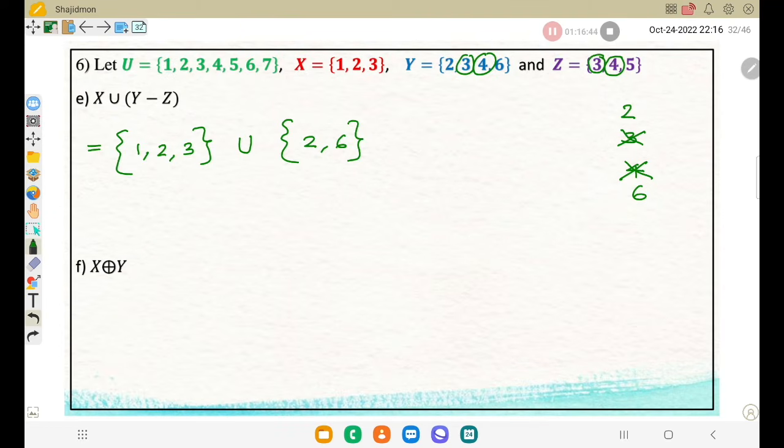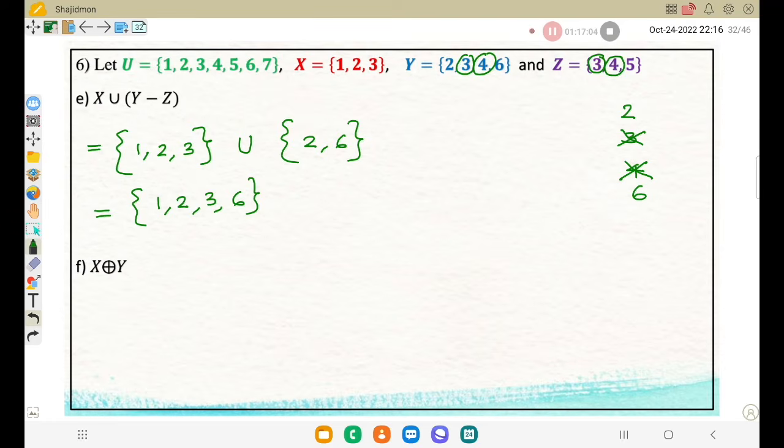In the second set, whatever elements balance, no problem. In the first set, what is the balance? Okay. So 2 and 6. Now take the union of these two. Write together: 1, 2, 3 and 6. 2 is coming 2 times, but only write 1. That is 1, 2, 3, 6.